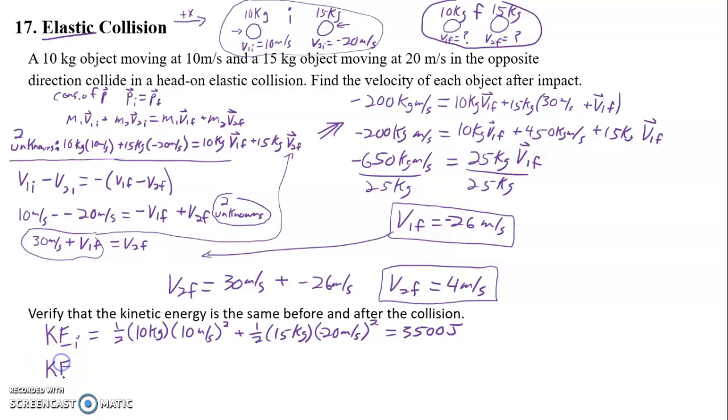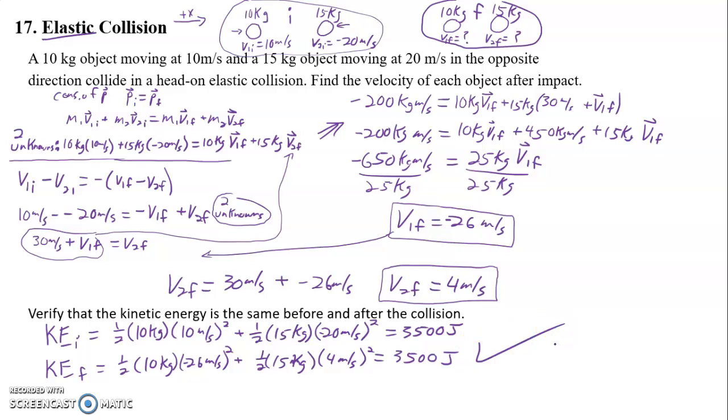And we calculate the energy after the collision. Our 10 kilogram object is now moving at 26 meters per second, and it's in the negative direction, not that it matters when we're doing our energy calculation, of course. And our second object moving along slowly, and we add these together and we get 3,500 joules. So yes, kinetic energy is conserved.